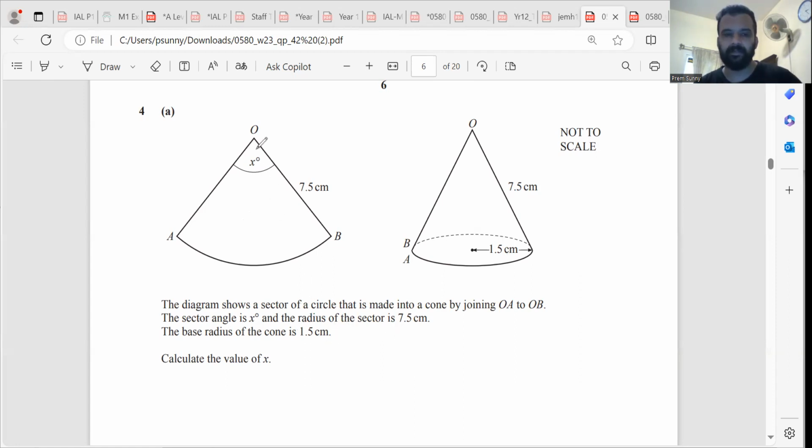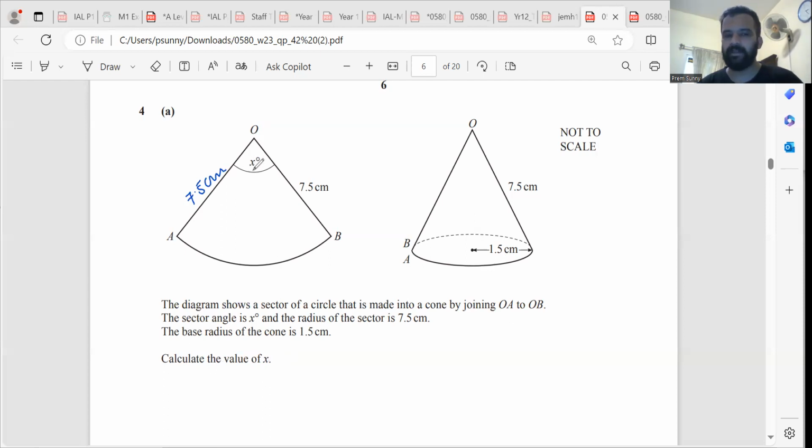Radius of the sector is given as 7.5. This is 7.5 centimeter. And then the base radius of the cone: for this cone, the base radius is given as 1.5 centimeter. Now calculate the value of x. We need to find out the value of x.